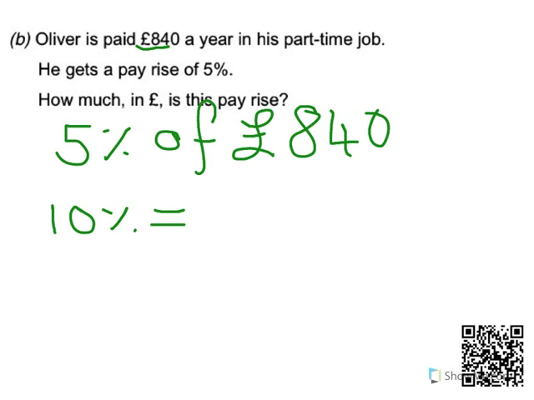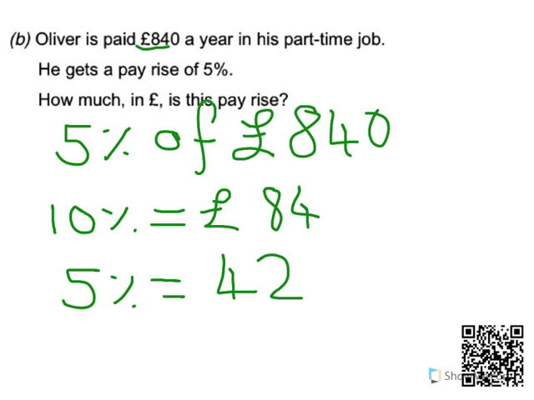So, back to our best friend, 10%. Find 10% of 840 pounds, that'll be 84 pounds. Half of that would be 5%, which is what we need to find. Half of 84 is 42 pounds. The question again asks us for his pay rise, not how much he's paid, what it goes up by. So that's our final answer.